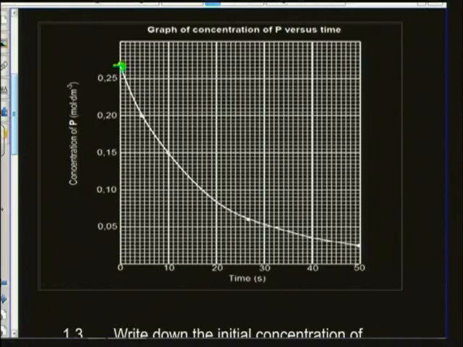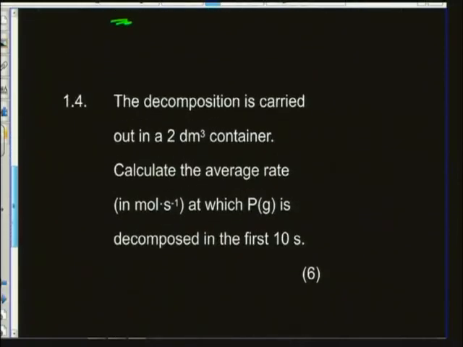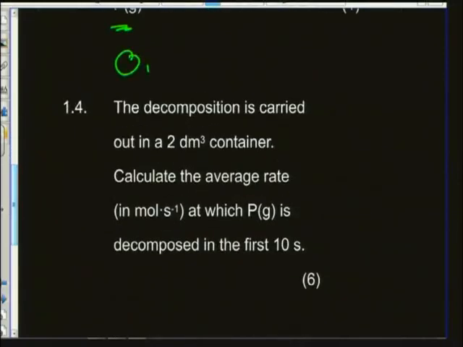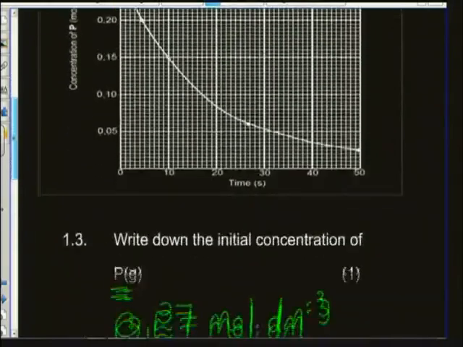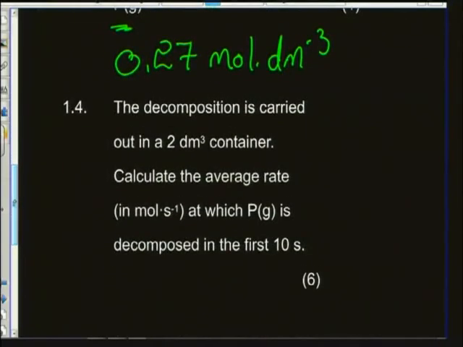Now, these blocks here, two of them mean a unit. If you look at it very carefully over there, that will be 0.26, that will be 0.27. Now, our answer for this one will say it was 0.27 mole per dm cube. In other words, that's the initial concentration of P.